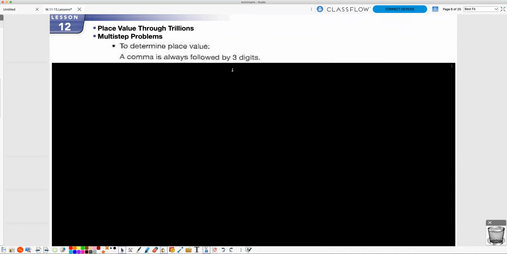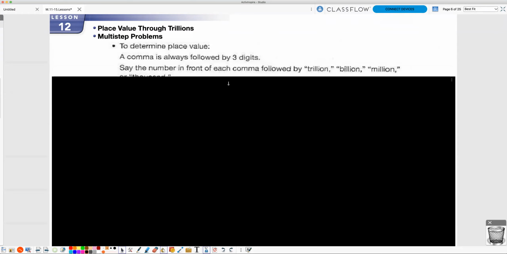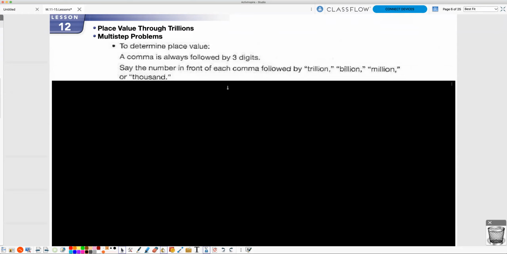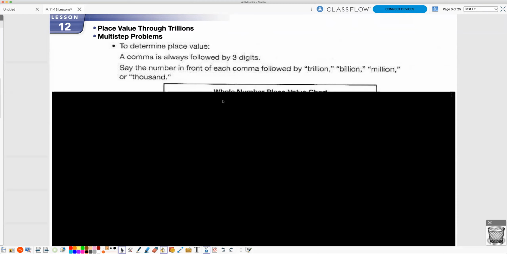This is course 1 of lesson 12, place value through trillions, multi-step problems. To determine place value, you need to have a comma. A comma is always followed by 3 digits. So to say the number, say the number in front of each comma, followed by trillion, billion, million, or thousand.